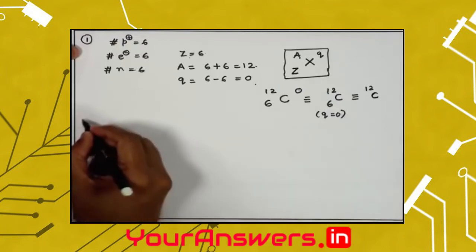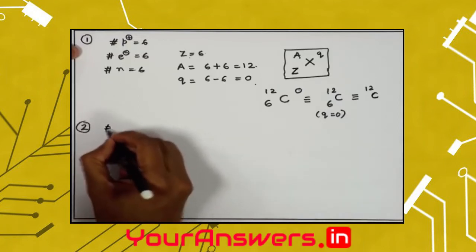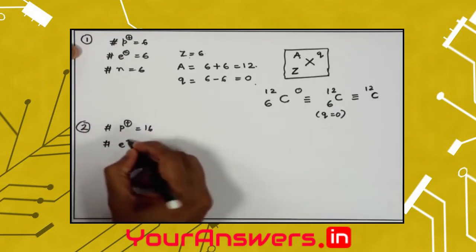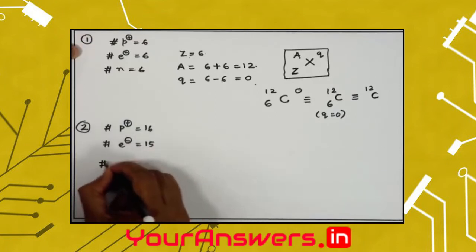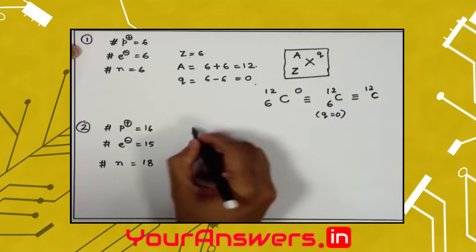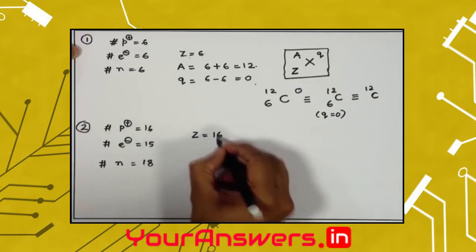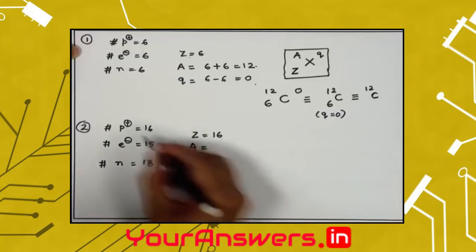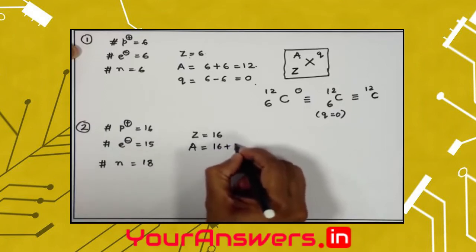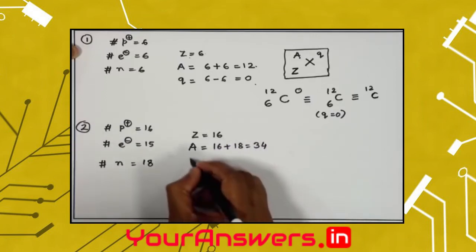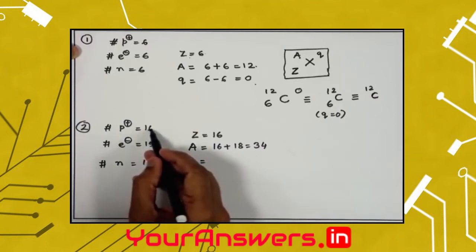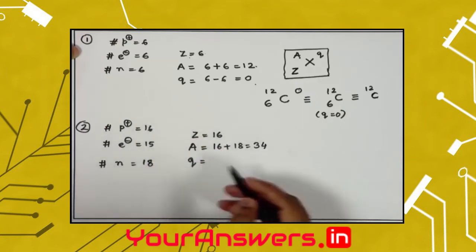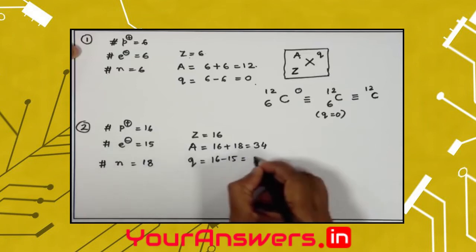Let us look at another example. In this case I have number of protons as 16, number of electrons as 15, number of neutrons, let us say, is 18. So what is my Z? Z is the number of protons, that is 16, that is very good. What is my mass number? That is A, which is number of protons plus number of neutrons, so 16 plus 18, which is 34. What is the charge? I see here 16 positive protons, 15 electrons, so 16 positive charges, 15 negative charges, that gives me 16 minus 15, which is plus 1.